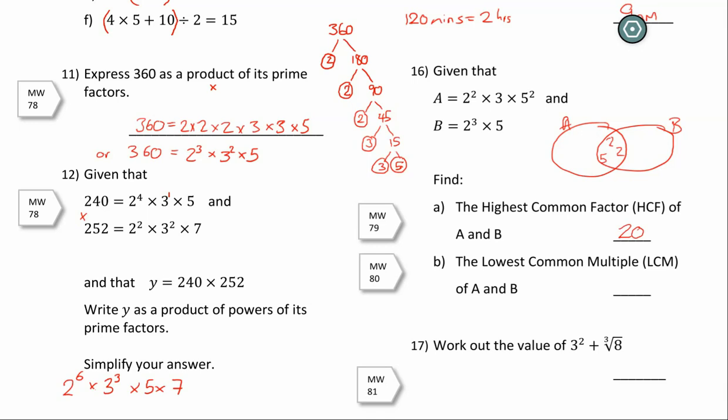For the lowest common multiple, we use the other leftover numbers. So A also had a 3, but it wasn't shared, so I'll put it there. And it also had another 5. B had another 2, but the 5 it had is already accounted for in the middle of the Venn diagram. So the lowest common multiple we get by timesing all of these numbers together. So I already know that the middle bit is 20. So 2 lots of 20 is 40, times 3 is 120, times 5 is 600.